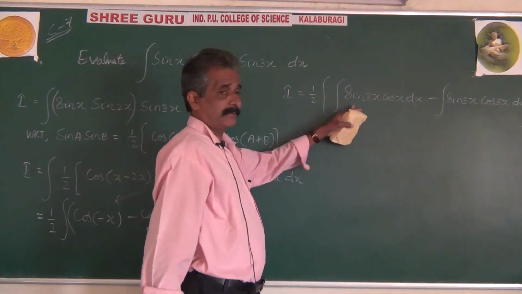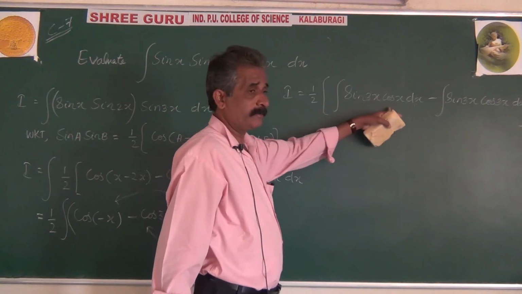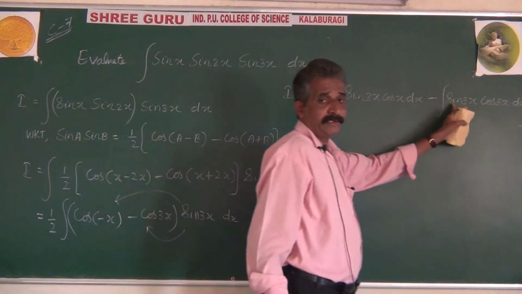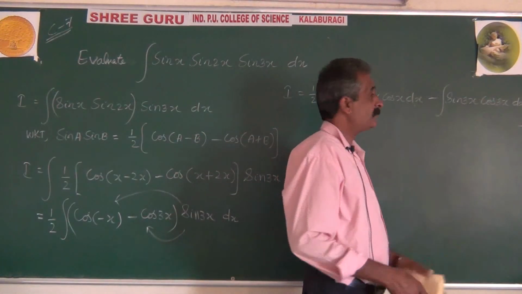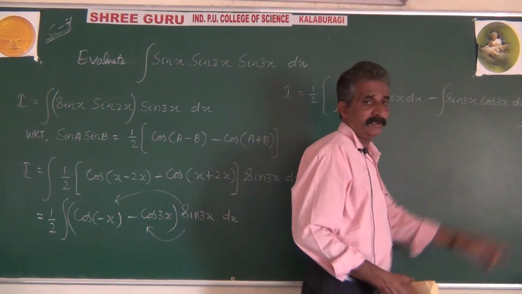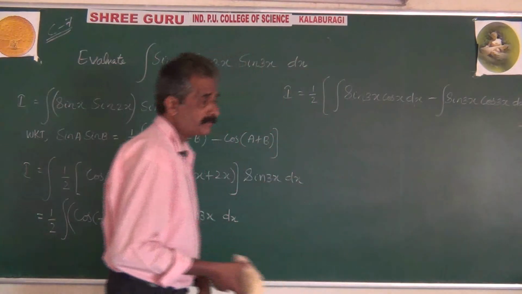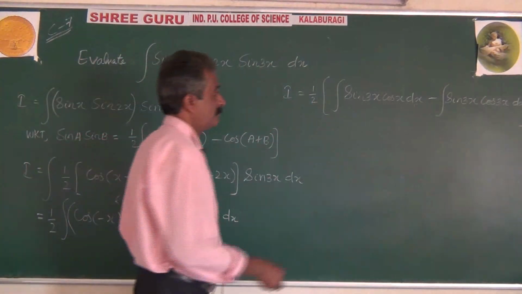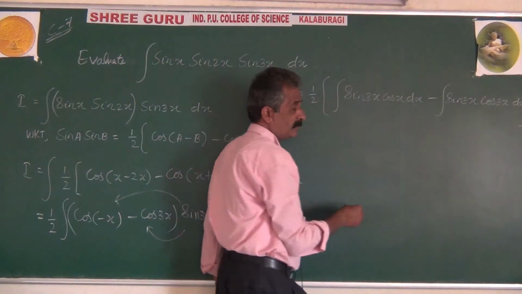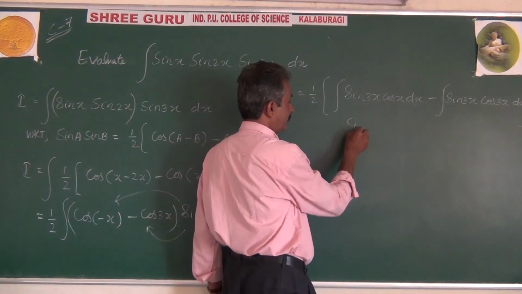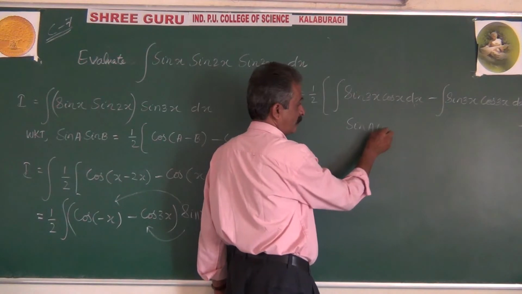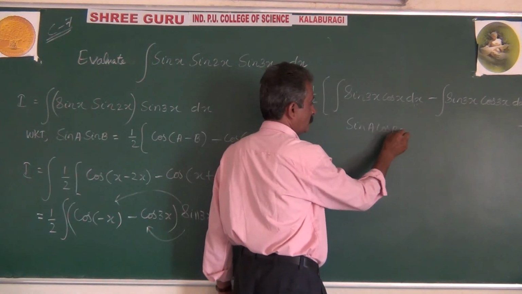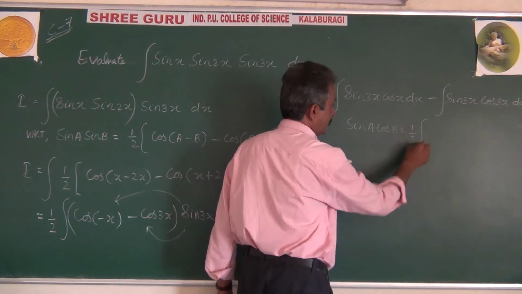Now these two are in the form of sin A cos B. Here the sin A cos B formula can be used, or else, because of the same angle, you can make it 2 sin A cos A also. The choice is yours, but here strictly the sin A cos B formula. Sin A cos B formula is 1 by 2 [sin of A plus B plus sin of A minus B].